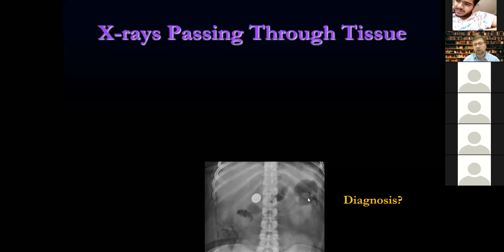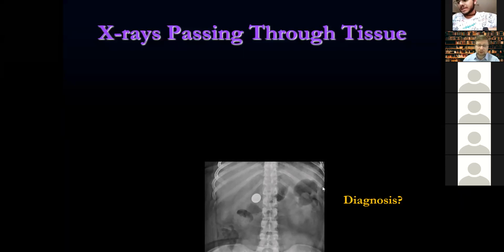So I will tell you instantly, right from the beginning, this dark part, this dark part, this dark part, this is the gas inside the intestines, in the bowels. It's a bad preparation of the patient, but actually it's not an abnormality. It's just bad preparation for the study, because we should perform an enema before the study, sometimes twice.